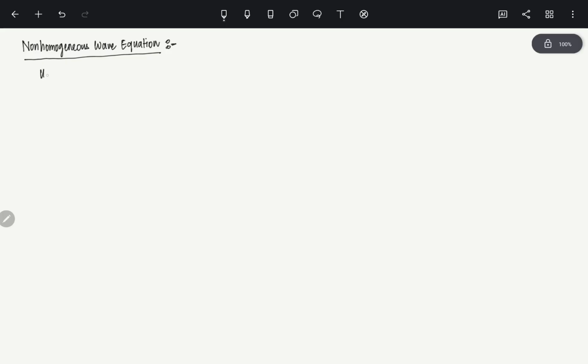So what does that mean? It means it looks like this: u_tt minus c squared u_xx, where c is a constant, equals a star of x, t. This is how we are writing it here. And I will put the conditions here.